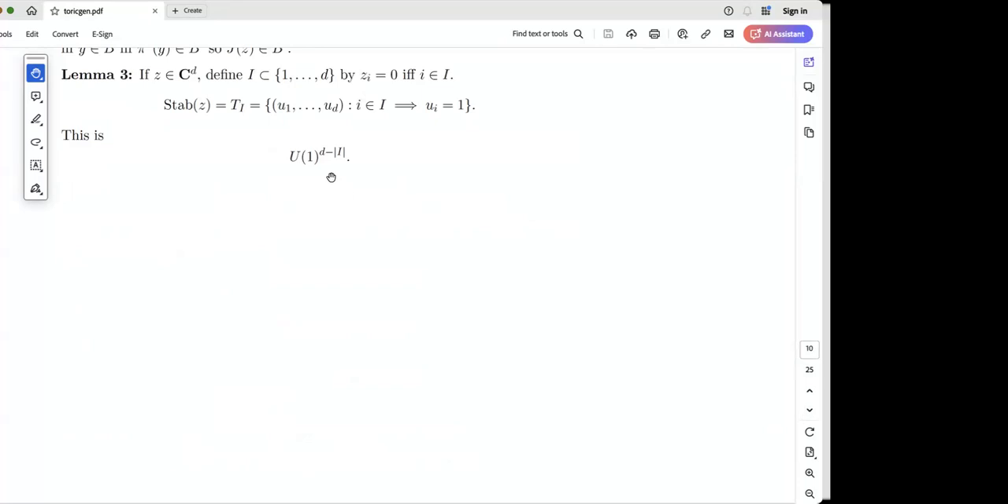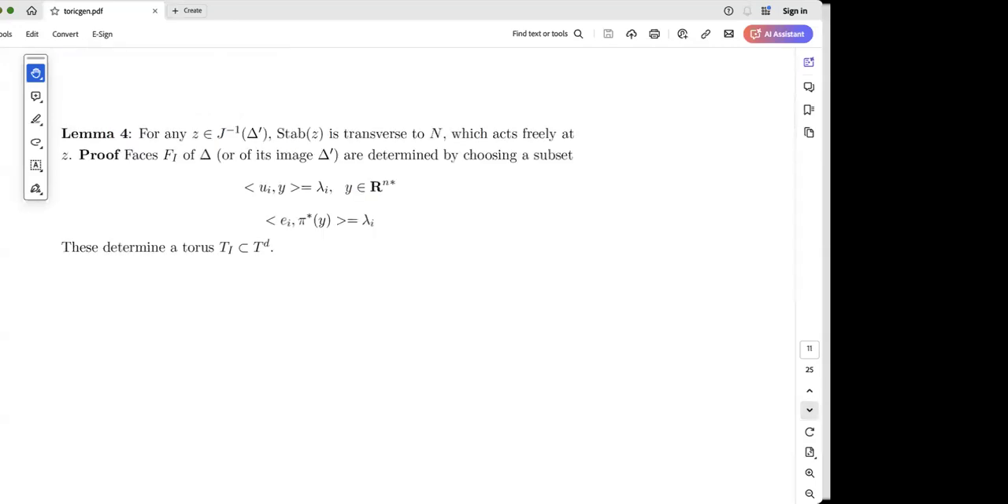This is u1 to the power d minus the norm minus the dimension of I. That's the stabilizer. So that way you identify the faces. We also see that for any z in J inverse of delta prime, the stabilizer of z is transverse to n, which acts freely at z.